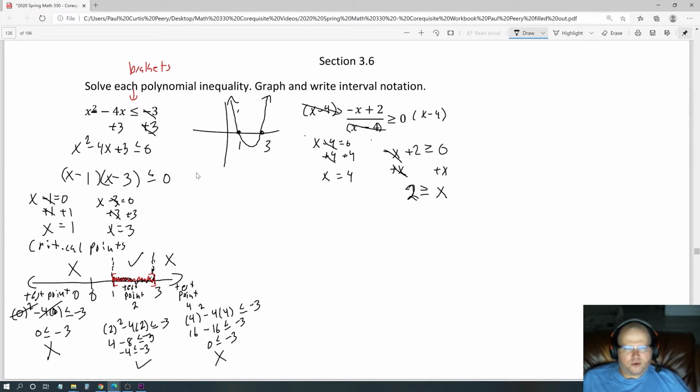Okay, so those are my critical points. So I found critical points. So there's that, and there's that. Okay, cool. So 4 and a 2.